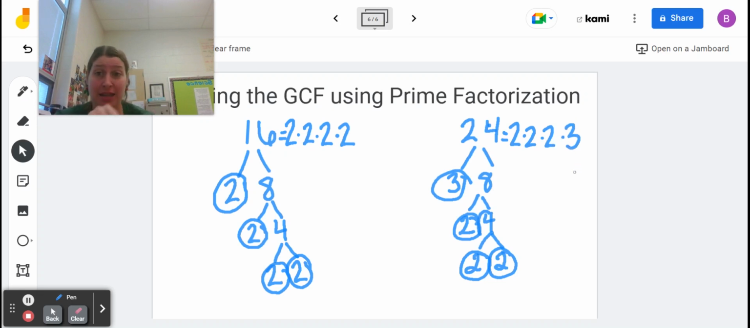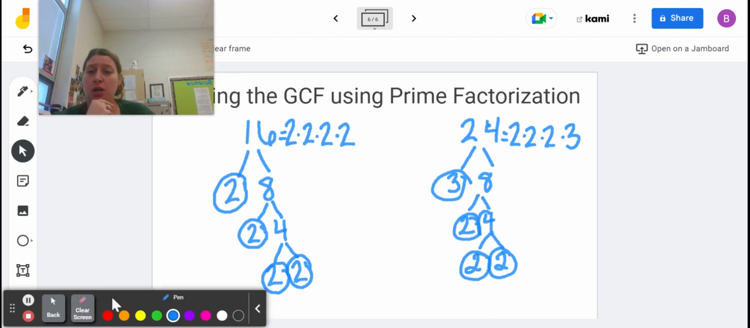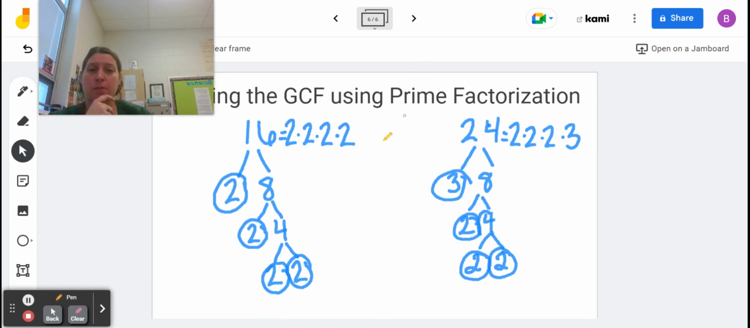I'm going to line them up again, stacking them on top of each other. I'm going to change my pen color so we can see the difference. I'm just going to do them kind of in the middle since I have the most room. So I'm going to stack up this one on top of this one. So I'm going to do 2 times 2 times 2 times 2. Then 2 times 2 times 2 times 3.